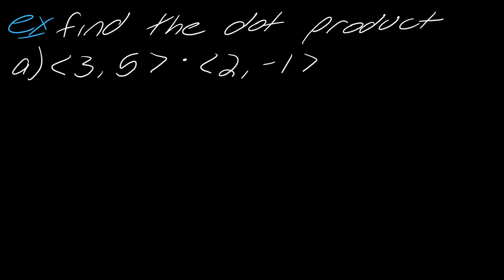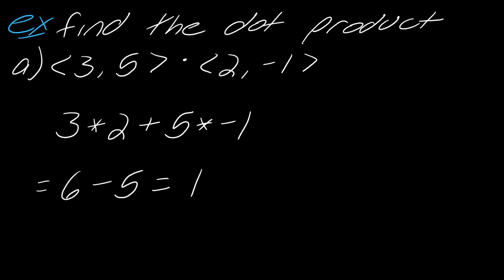It's pretty simple to calculate. So I've got ⟨3, 5⟩ and ⟨2, -1⟩. I want to find the dot product between these. So I take 3 times 2 plus 5 times -1. Just add them up, no problem, right?